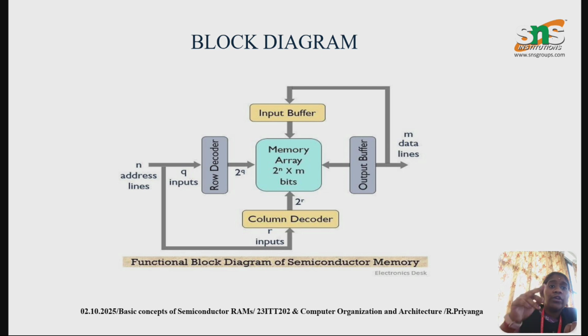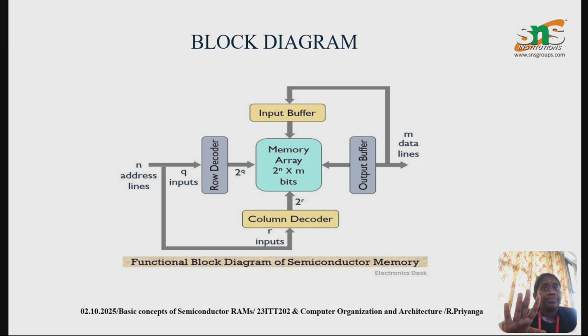Then we move to the input buffer. The input buffer is used when writing data into memory. It ensures stable and clean data signals before they are written into the selected memory cells. The output buffer is used during reading data from memory. It amplifies and stabilizes the signal before sending it to the external m data lines. Then what are data lines? They carry the data to or from the memory. For example, if m is equal to 8, an 8-bit data bus is used. These are the things in the block diagram.